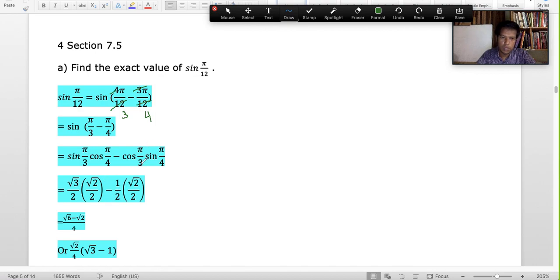This is cos 60 degree, 1 by 2. This is root 2 by 2. So then we do the calculation a little bit. 2 to 4. Then root 3, root 2 means root 6. 1 into root 2 means root 2. So this way. Then we can take the root 2 common if we want, but we can keep the answer here also.